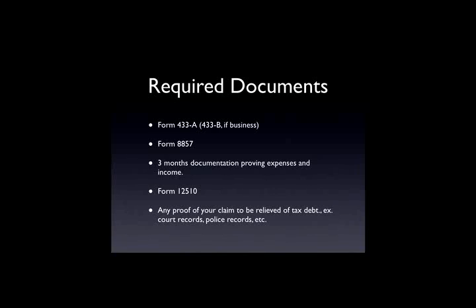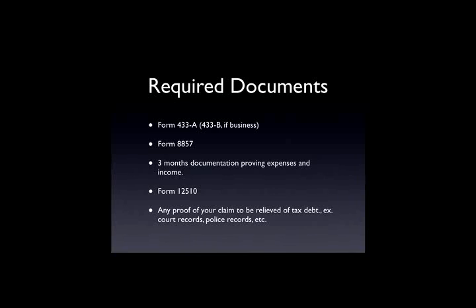We need to fill out a Form 433A, which is called a collection information statement for individuals and self-employed people, and a 433B if you're self-employed, or if you have an LLC or a corporation. So let me make that a little more clear. You need to file the Form 433B if you have a limited liability company or a corporation. You can probably get away with the A if you're a sole proprietorship, self-employed in that fashion.